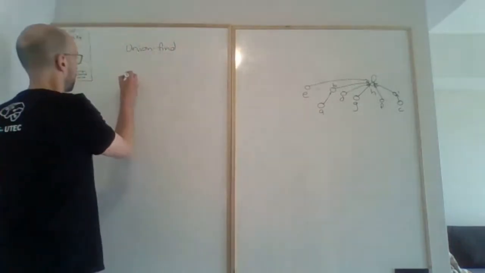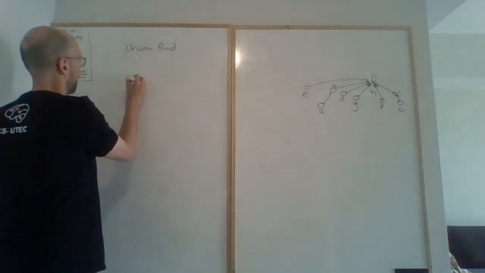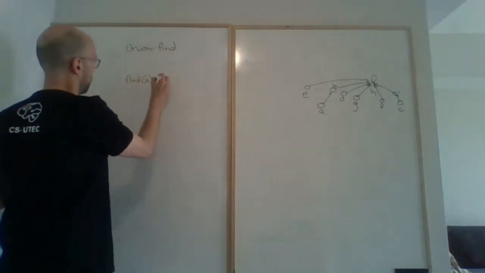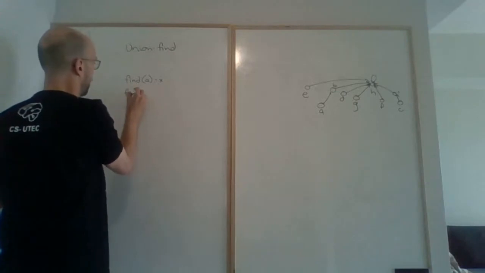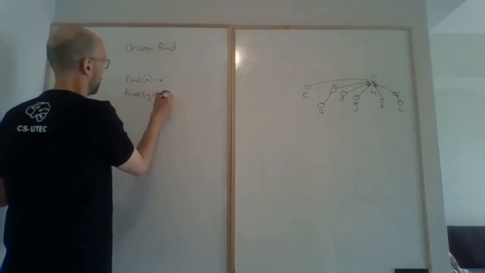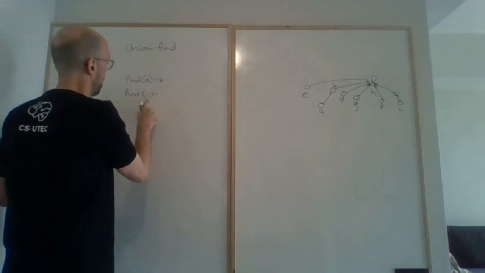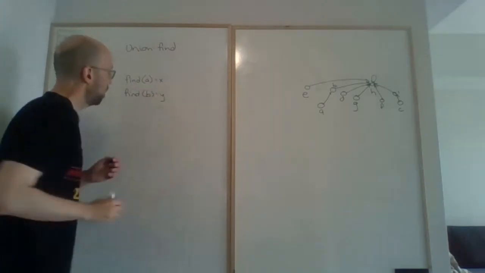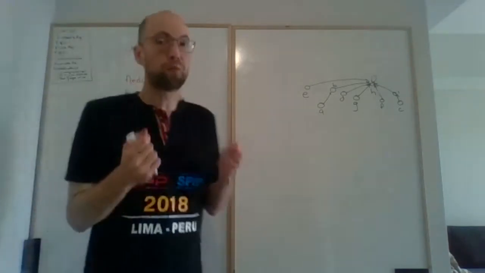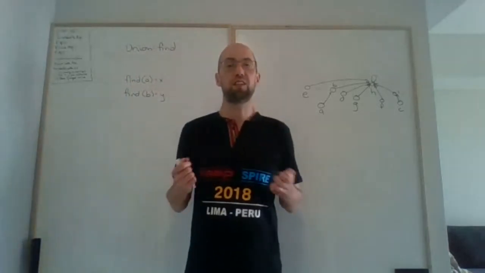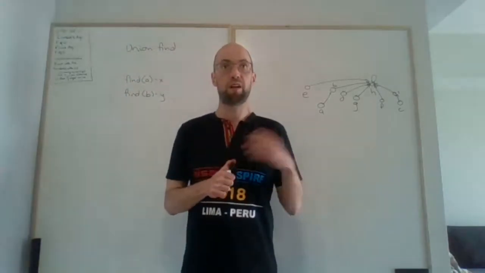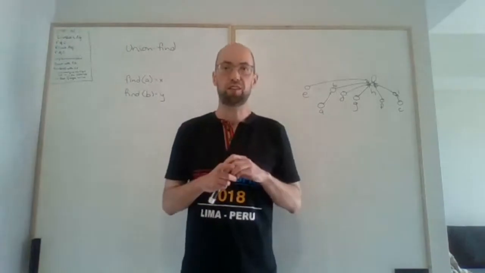So suppose I have already done find A equals X, find B equals Y. If I have already found the roots of 2 trees, it is really easy for me to make one point to the other. And if they store their sizes, then I can make the smaller one point to the bigger one.